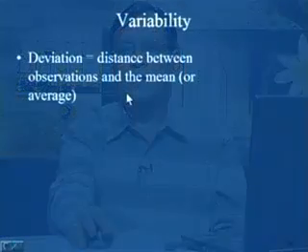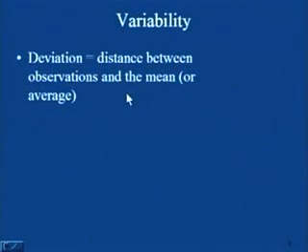When we say consistency, we are talking about variability, and when we talk about variability we need to define what variability is. Suppose we define variability as the deviation. Deviation means the distance between observations and the mean value or the average value.